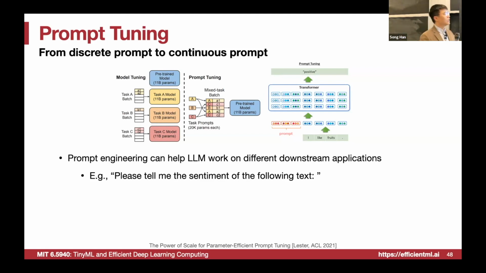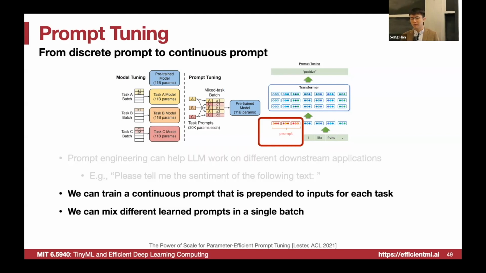For example, here, we add a prompt, please tell me the sentiment of the following text. We insert it here. And then it's going to learn about it, and then can tell it's positive. So this is the advantage of prompt tuning. Don't have to touch the pre-trained foundation model. You just add some tokens in the prompt.